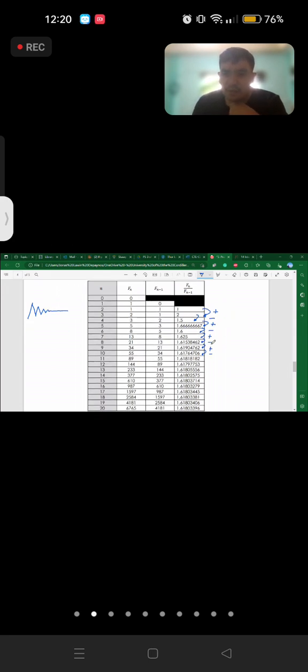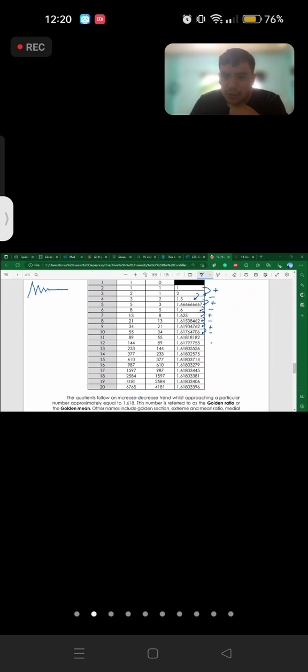If you notice, the number it is approaching is approximately 1.618. And that is the golden ratio. The quotients follow an increase-decrease trend whilst approaching a particular number equal to 1.618. That number is actually the golden ratio or the golden mean.